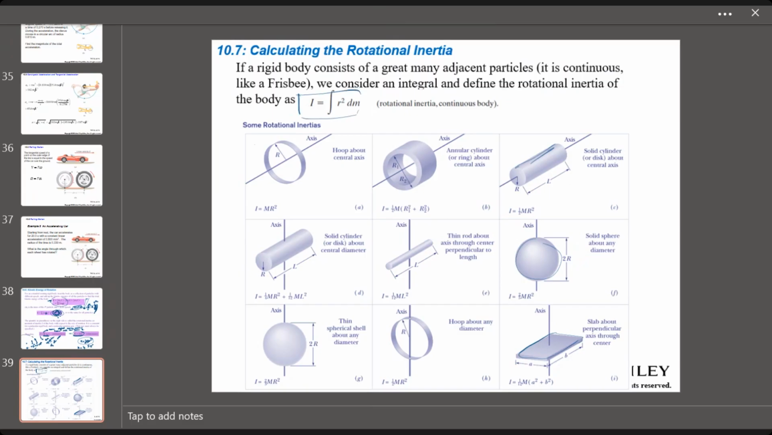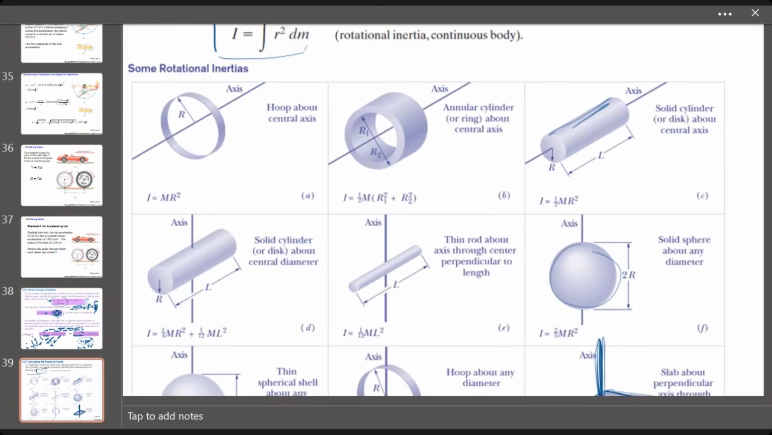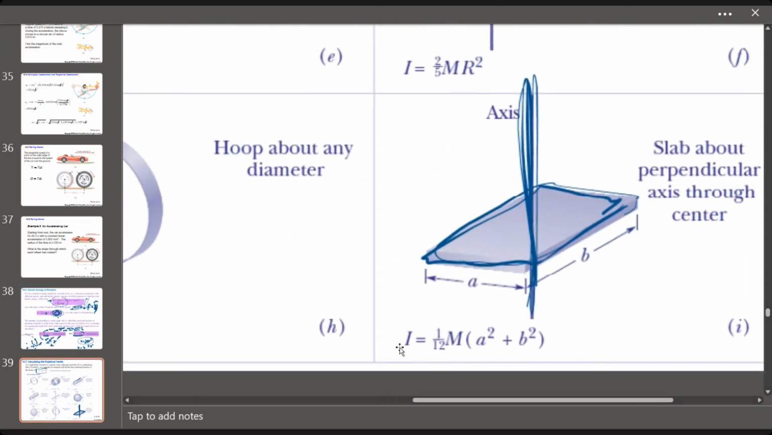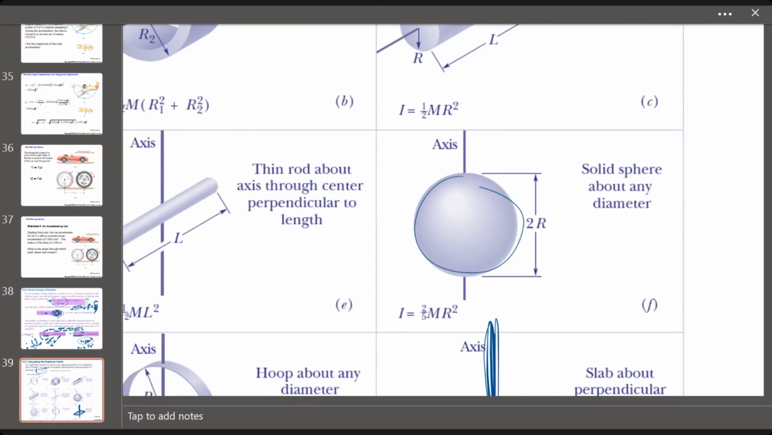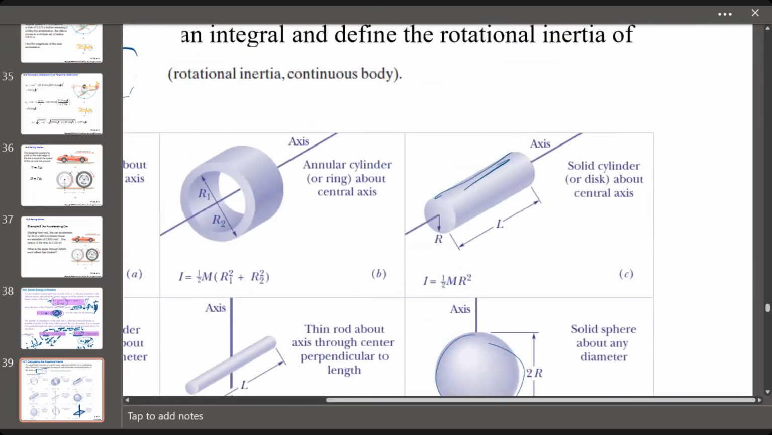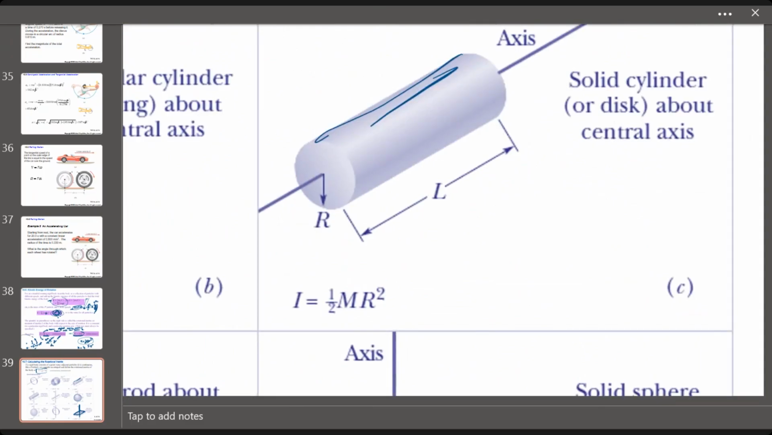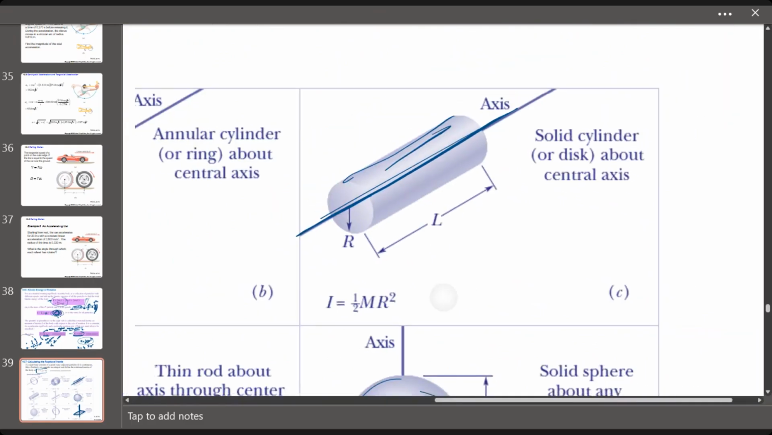So basically, whenever you see a plate, for example, with dimensions a and b rotating around an axis that passes through its center, our formula for the rotational inertia is 1 over 12 m times a squared plus b squared, where a and b are the dimensions of the plate. If I have a sphere, for example, and the axis of rotation is passing through the diameter, then I is 2 over 5 mr squared. If I have a rod, and the axis of rotation is passing through its axis, then I is half mr squared.